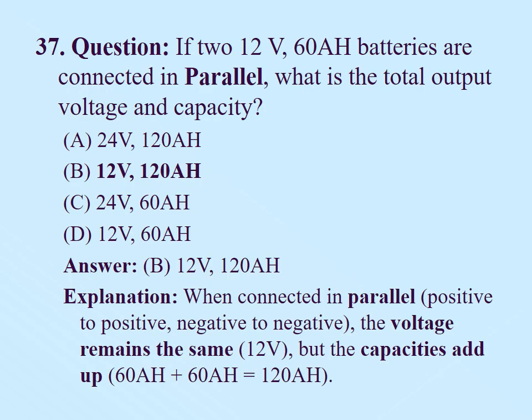When connected in parallel, meaning positive to positive, negative to negative, the voltage remains the same, 12 volt, but the capacity adds up, meaning 60 Ah plus 60 Ah equals 120 Ah.